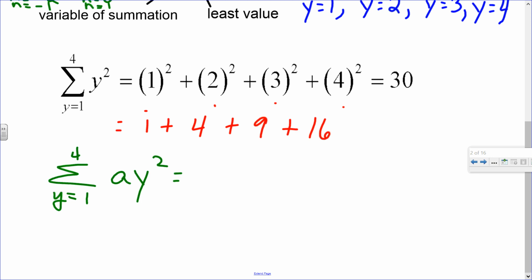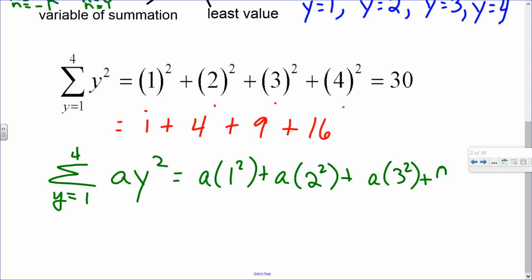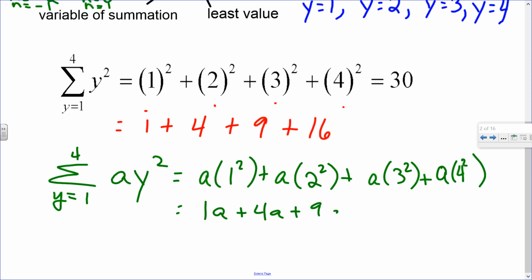That means I will have a times 1 squared plus a times 2 squared plus a times 3 squared plus a times 4 squared. My a is not squared because I don't have parentheses around ay, only the y is squared. So that gives me 1a plus 4a plus 9a plus 16a. So in this case, I'd have 30a, and that's okay to have. Questions on that example?